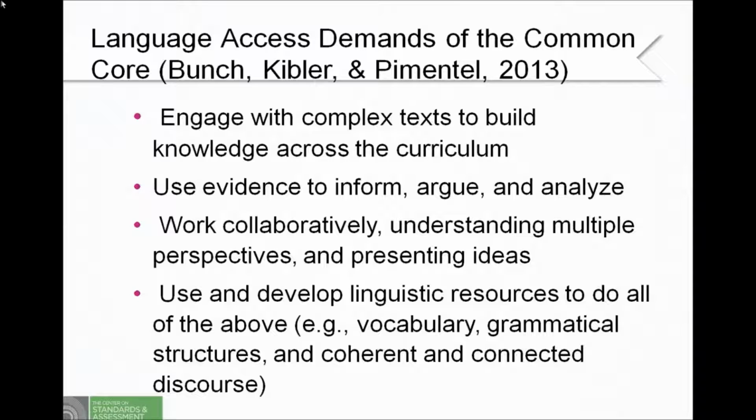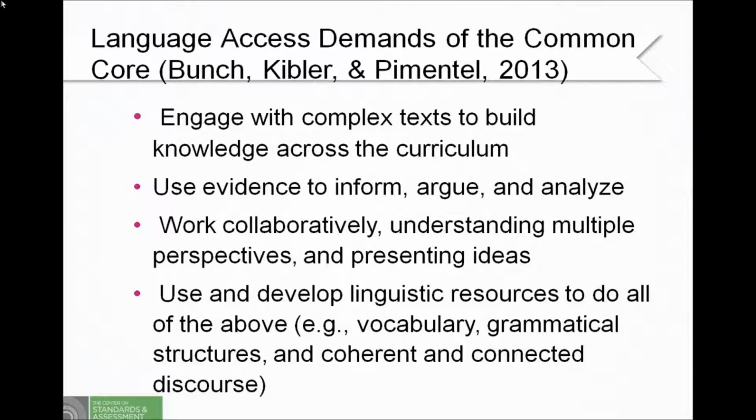So vocabulary is part of the picture, but there's a big shift, especially in the understanding language work, where you're looking at how you're going to be using that language and the skills and structures to participate in classroom discourse.